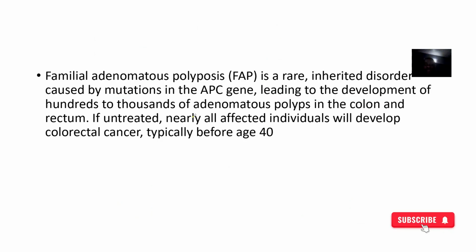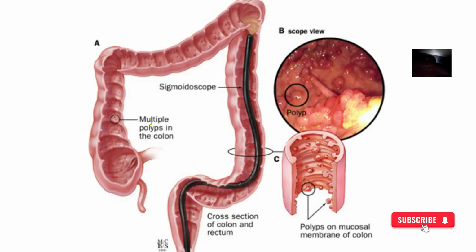We said that it's rare, but it's an inherited condition, and the gene affected is known as the APC gene. It will lead to the development of hundreds to thousands of polyps in the colon and rectum. Can you see these polyps? So many you can't even count.